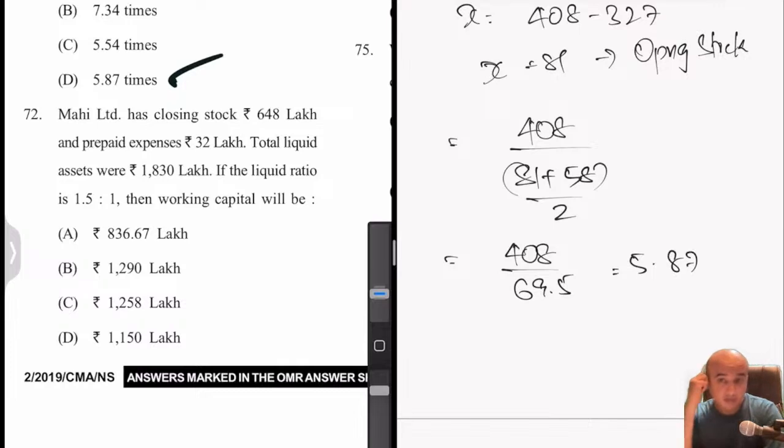Okay, one more practical problem. Good that at least we have some practical problems at last. Only theory would not be challenging at all as a student.